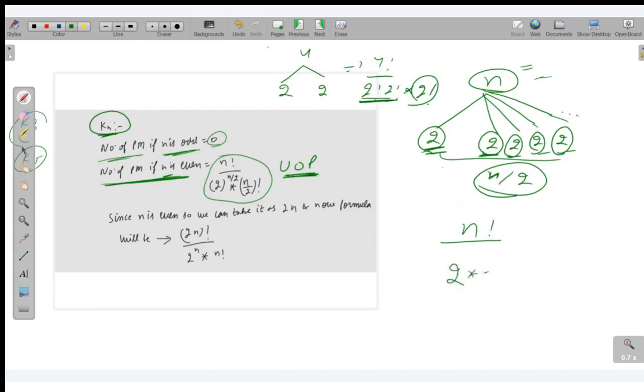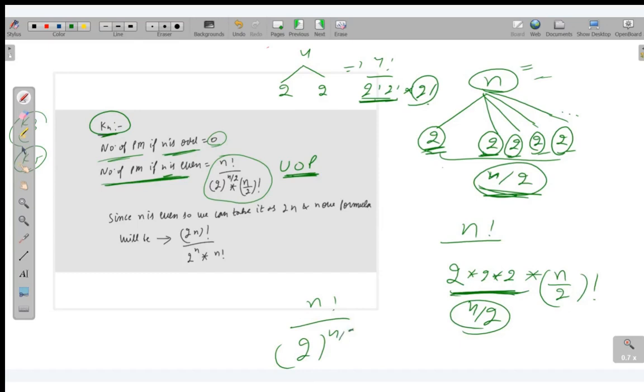Now 2 into 2 into 2, how many times do you have to do it? N by 2 times. And multiplied by n by 2 factorial. Why n by 2 factorial? Because this is repeated n by 2 times. So finally what we get is n factorial divided by 2 power n by 2, because 2 into 2 into 2, n by 2 times. And this group is repeated n by 2 times, that's why we have to divide by n by 2 factorial. Any doubt?